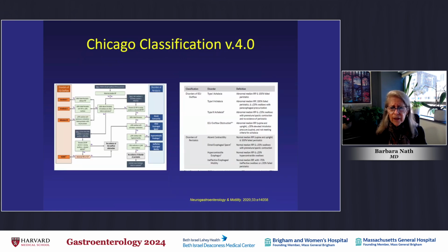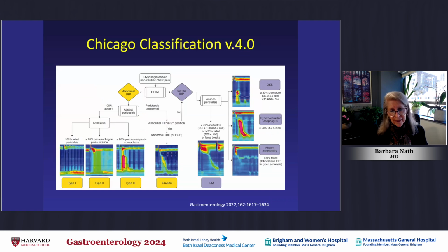So the Chicago classification, broadly speaking, divides motility disorders into disorders of EGJ outflow, so achalasia and EGJ outflow obstruction, and disorders of peristalsis: low peristalsis or ineffective peristalsis, and spastic or hypercontractile changes. This is the flow diagram of a Chicago classification study, but I'm just going to have you take a look at it in a slightly different frame.